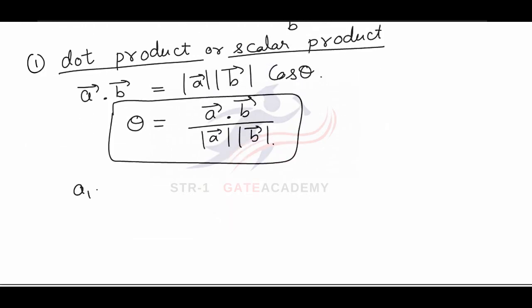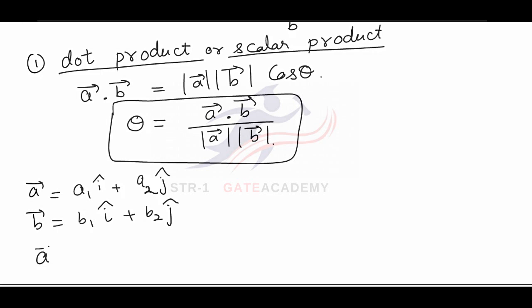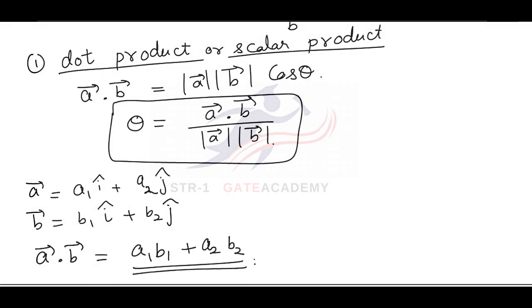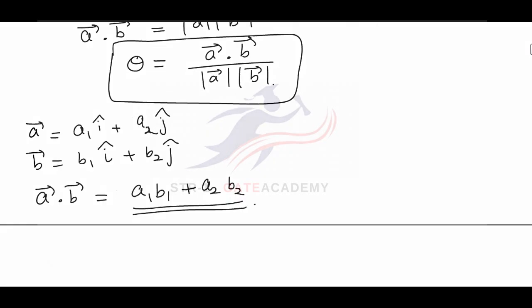How do you find out the dot product? For example, I have a vector a1 i cap plus a2 j cap. This is, let's say, the a vector, and there is a b vector, b1 i cap plus b2 j cap. So what will be a dot b? It will be a1 b1, i into j will become 0, plus a2 b2. That will become your answer. Clear? Right?